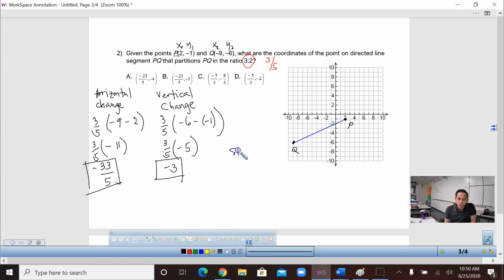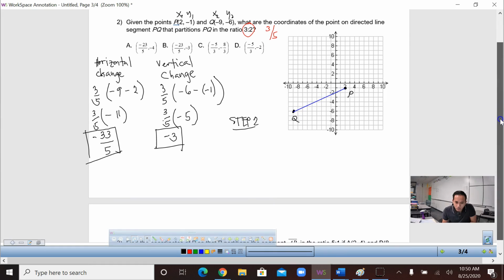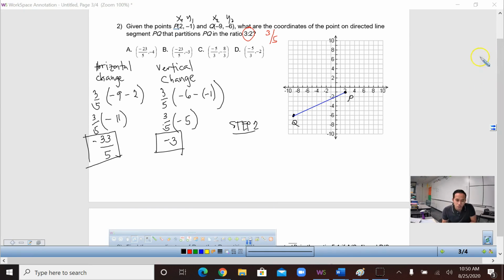Now on step 2, we're going to solve for the point that partitions the given segment into the ratio 3:2, meaning the whole segment measures 5, and then we have to partition that into 2 parts, wherein the first part is 3 units away, and then the second part will be 2 units away from the partition point.